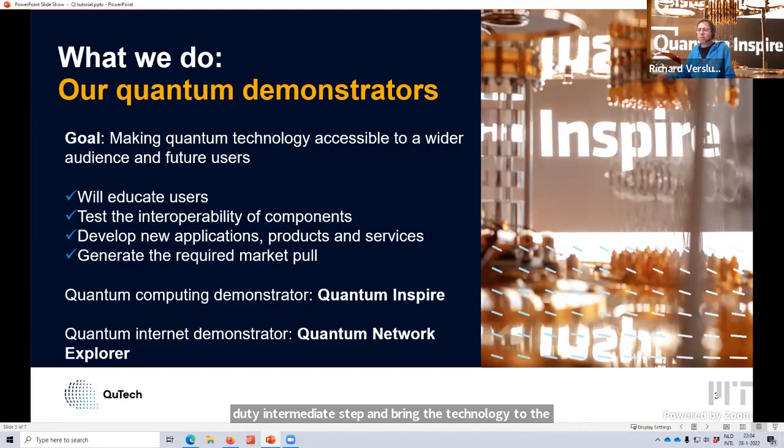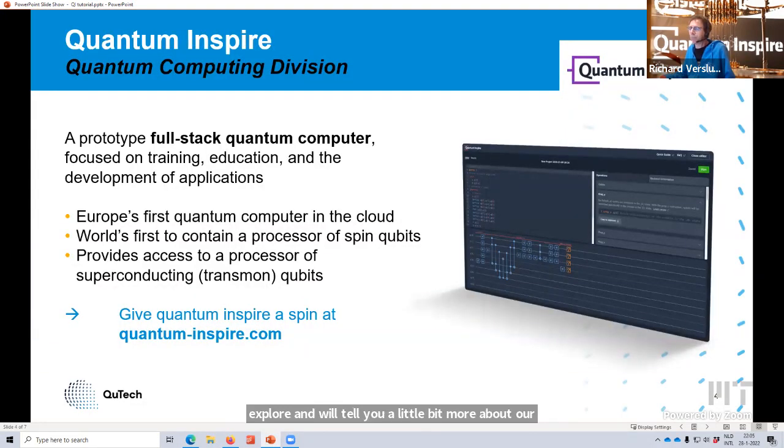Currently, we have 2 demonstrators. We have a quantum computing demonstrator, which is Quantum Inspire. This is a cloud quantum computing platform, and we have a quantum internet demonstrator, the Quantum Network Explorer. And we'll tell you a little bit more about Quantum Inspire.